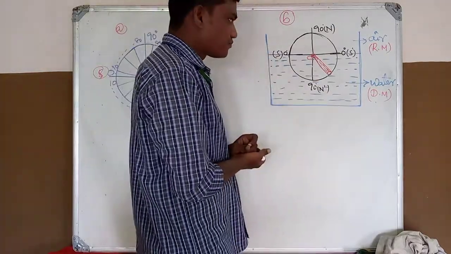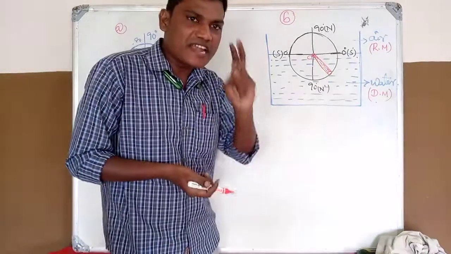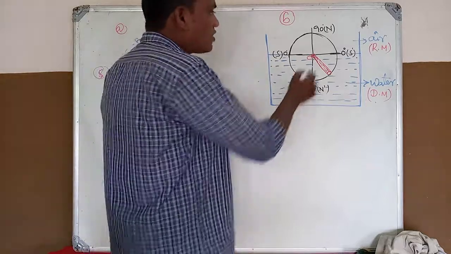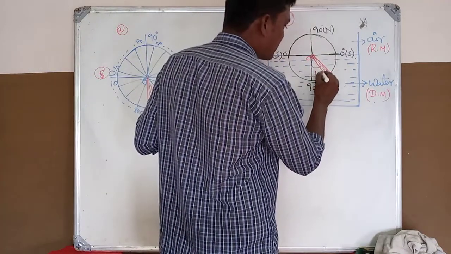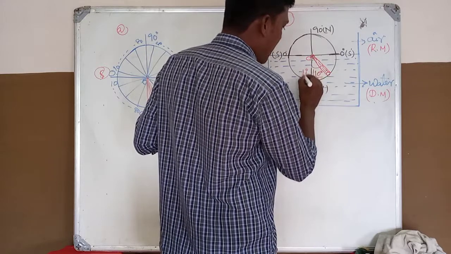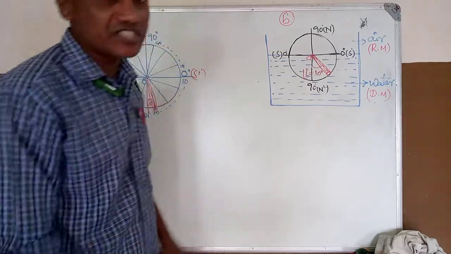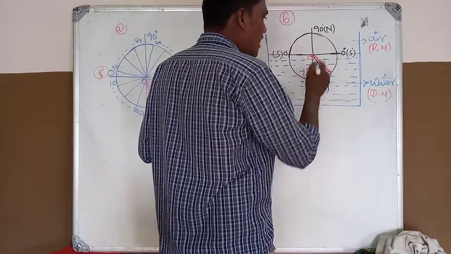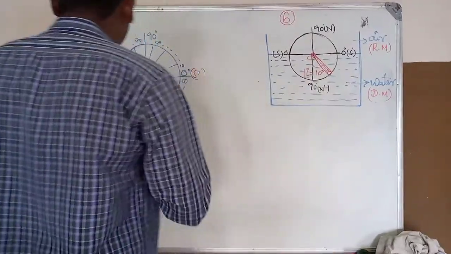Then after that, we take another straw, because we have 2 identical straws. One straw is already placed inside the water at 10 degrees. That's why angle i is equal to 10 degrees. After that, we take the other straw. The other straw will be fixed at this position.